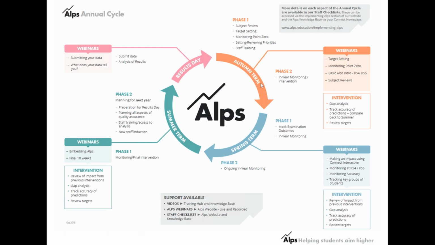Autumn term, you might be looking at a subject review from examination outcomes, straight into target setting. Where's our starting point with our current year group? That was the year group gone. This is the new year group coming in. Where are they right now? So therefore, what are our priorities? Are we happy with what they look like, or do we need some intervention? Any staff training needed, governor training, parents, students.